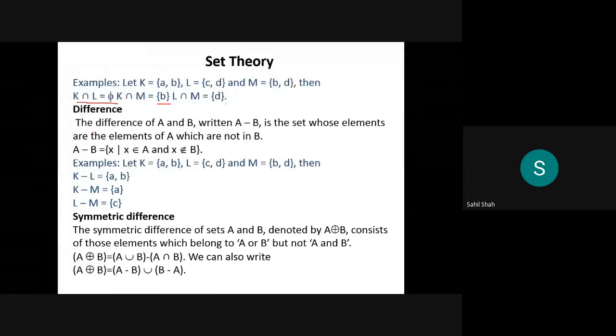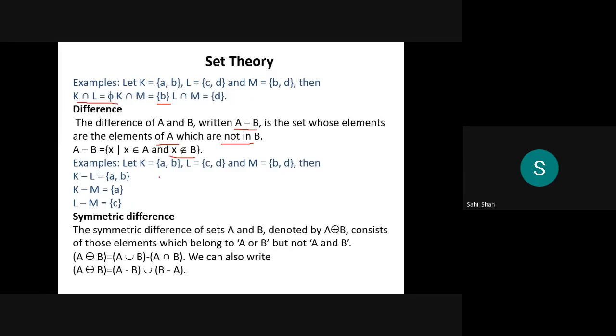Next is difference. The difference of sets A and B, written as A minus B, is the set wherein elements are the elements of A which are not in B. That means we have to take only those elements which are exclusively present in the left hand side set, but at the same time those elements should not be present in the right hand side set. Try to get this thing. Okay, difference. A minus B is all x such that x belongs to A and x does not belong to B.